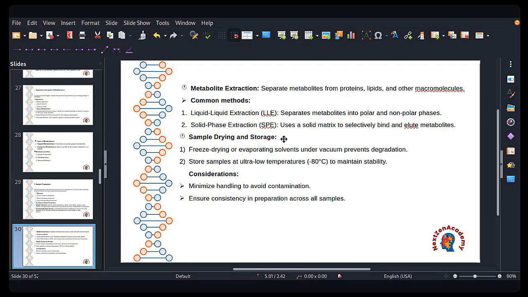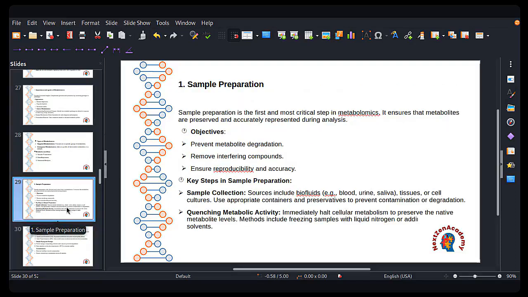Then sample drying and storage. Freeze drying or evaporating solvents under vacuum prevents degradation. And then you can store samples at ultra low temperature to maintain stability, right? You have to minimize handling to avoid contamination. These are the precautions you should take. Then ensure consistency in preparation across all samples, right?